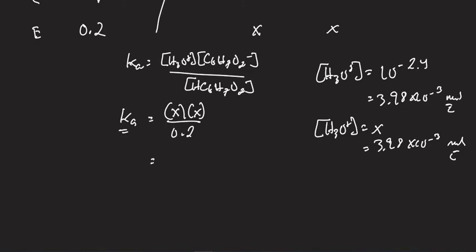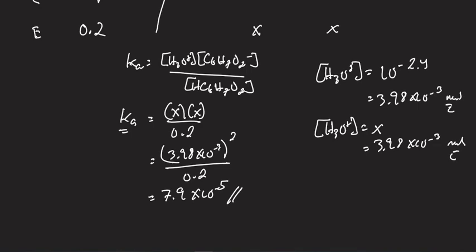Let's plug that into our Ka expression and do a bit of calculator work, and we're done. So we get 3.98 times 10 to the negative 3. I'm just going to square that since x times x is x squared. That divided by 0.2, the concentration of acid at equilibrium, and we get the answer of 7.9 times 10 to the negative 5, which reflects the answer at the back of the book. Hope this helped.